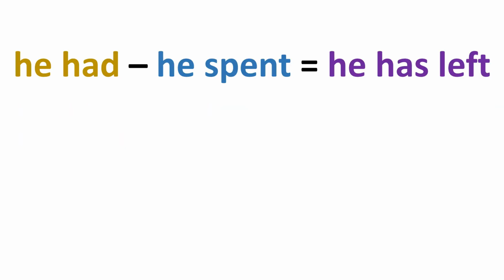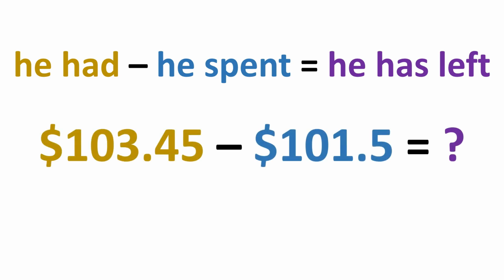Here's an equation using words. It says that Colin had some money, then he spent some money, and now he has some money left over. By substituting the values of these words, we get an equation like this. This is a decimal subtraction problem. Let's set up the problem.